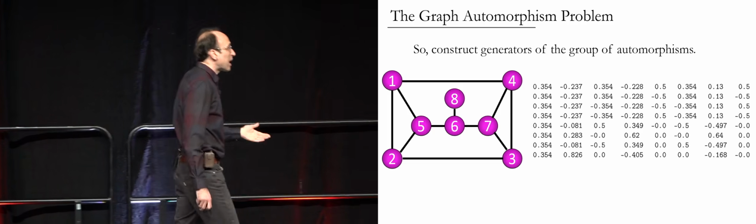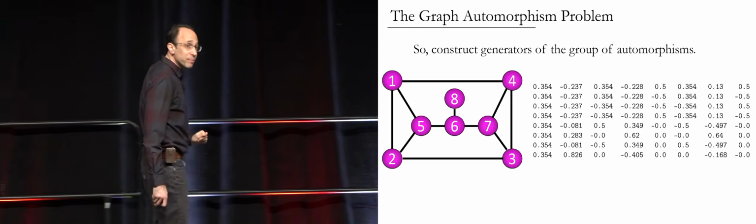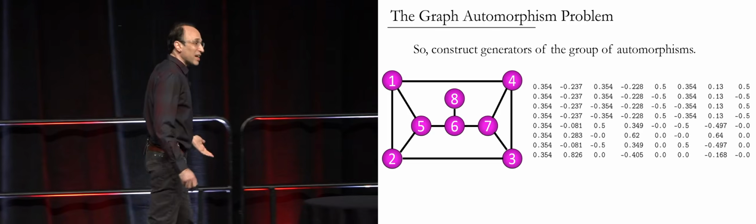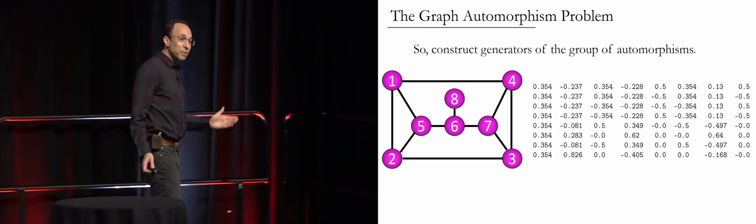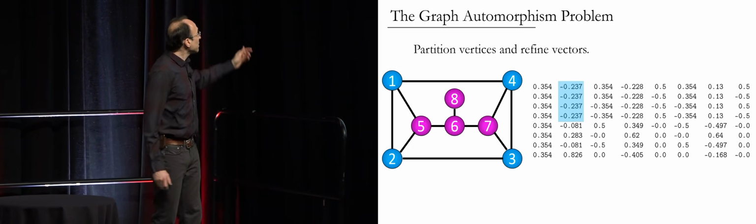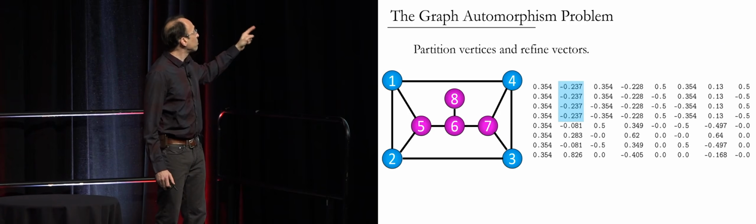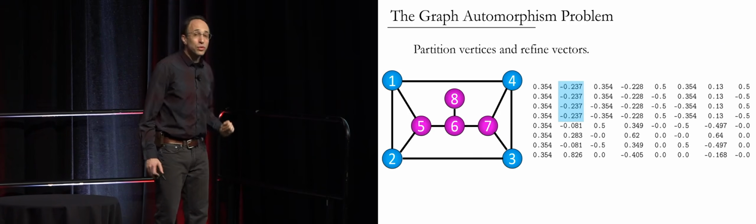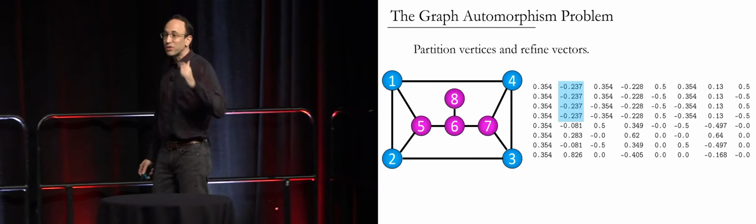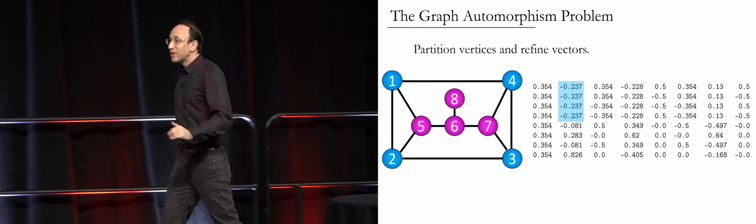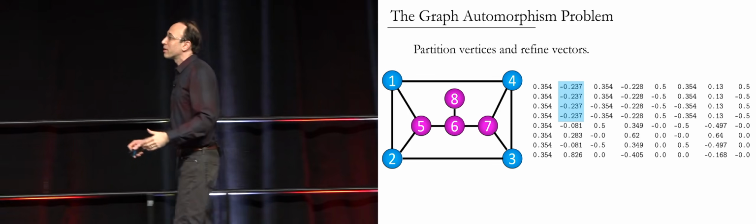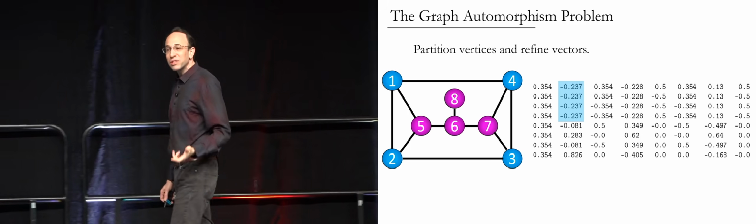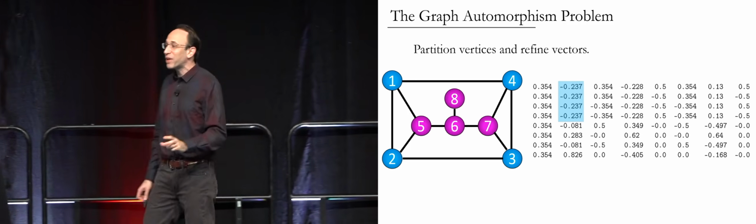So here I've taken this graph and I've put the eigenvectors in the columns. The first one is the constant eigenvector. It doesn't tell you anything. But let's look at the next one. It has these entries, minus 2.37 at nodes 1, 2, 3, and 4. And those entries don't appear in the rest of the eigenvector. Now you know that automorphisms will just permute the entries in the eigenvector. So those nodes we can now identify are a class.